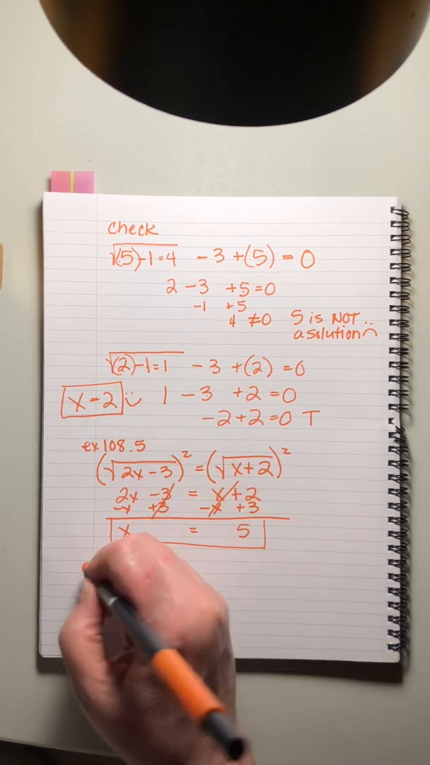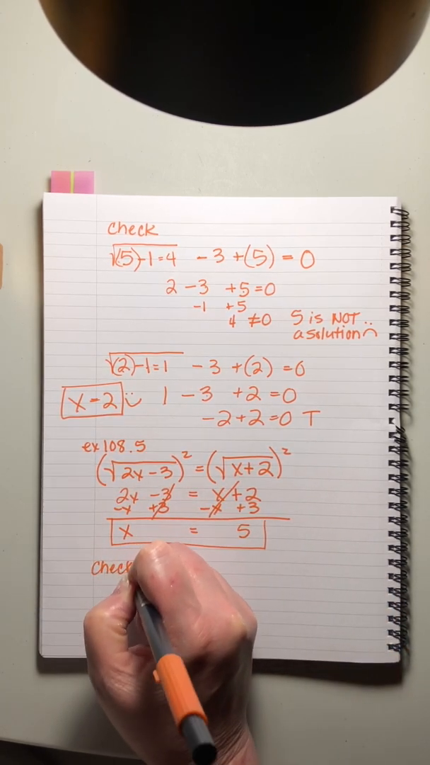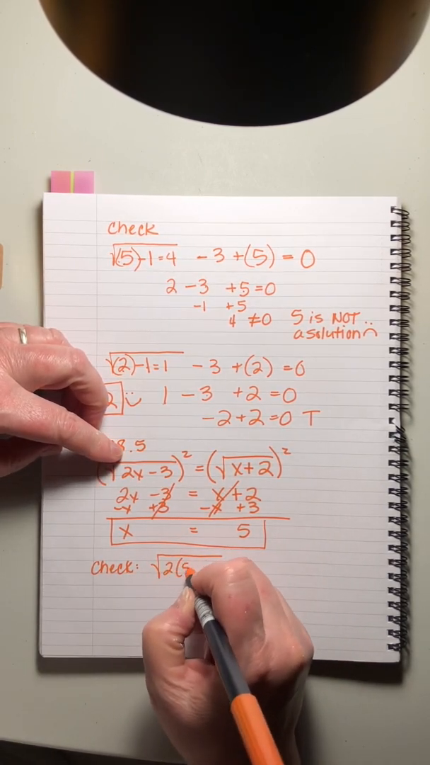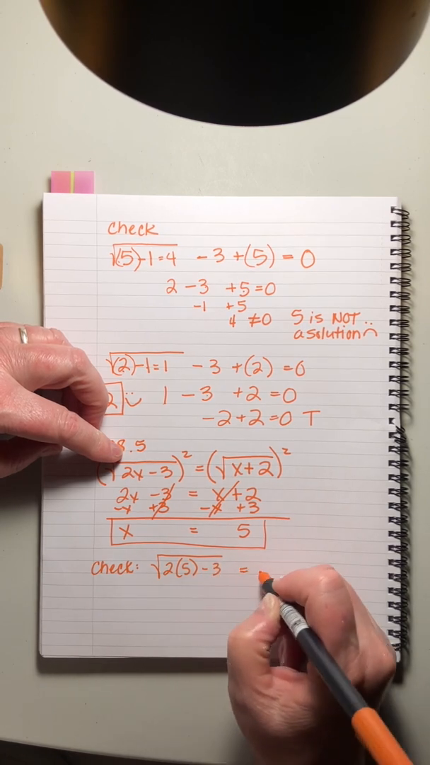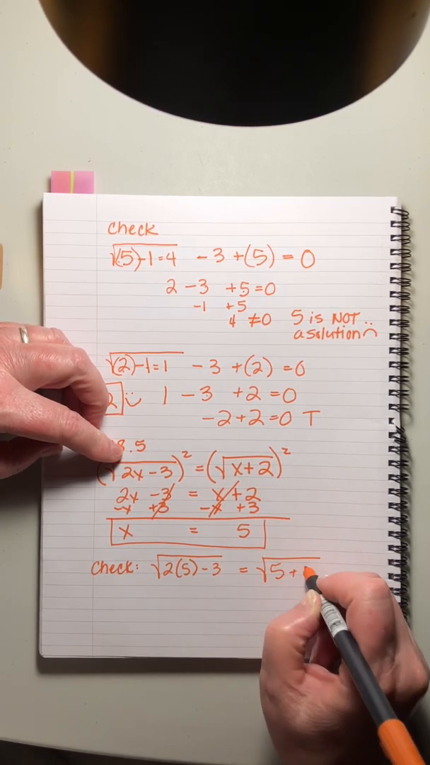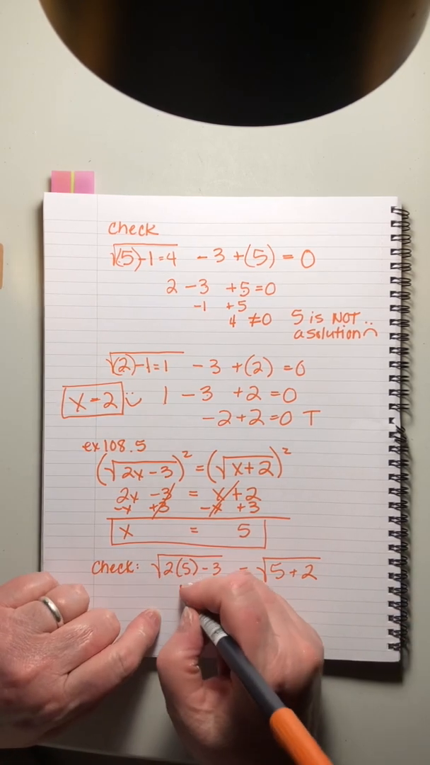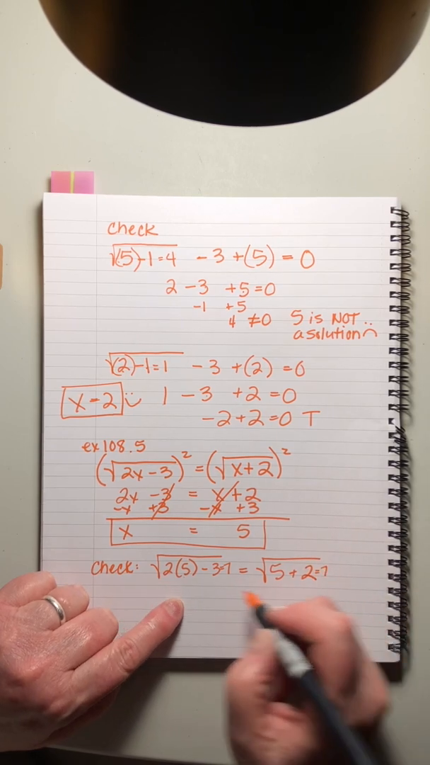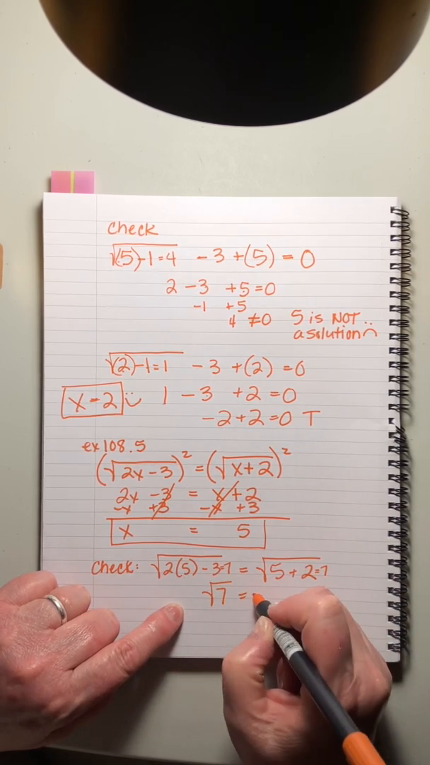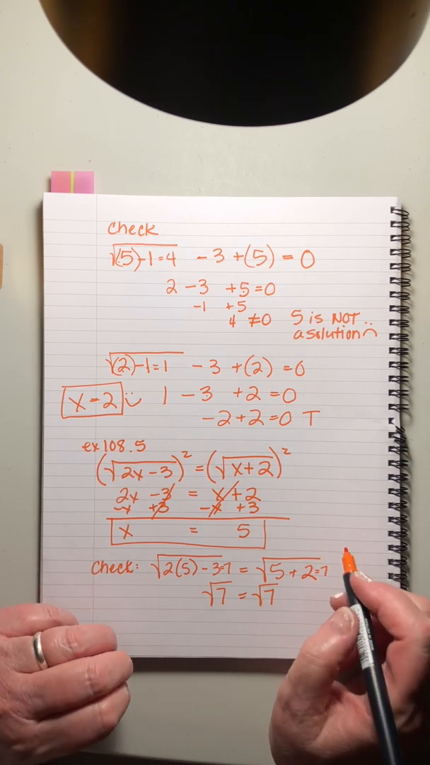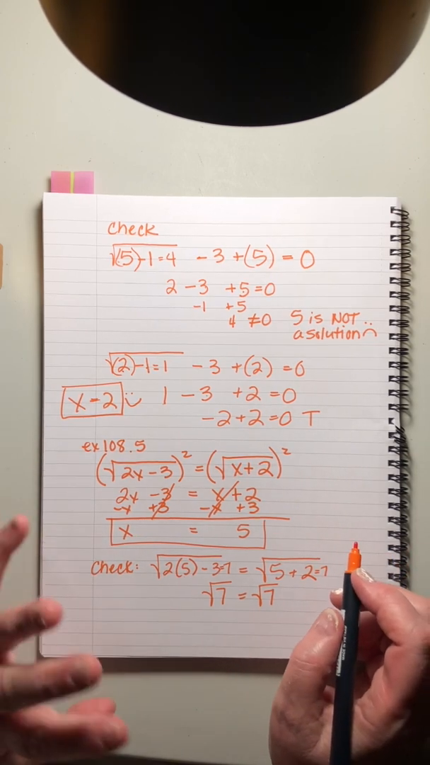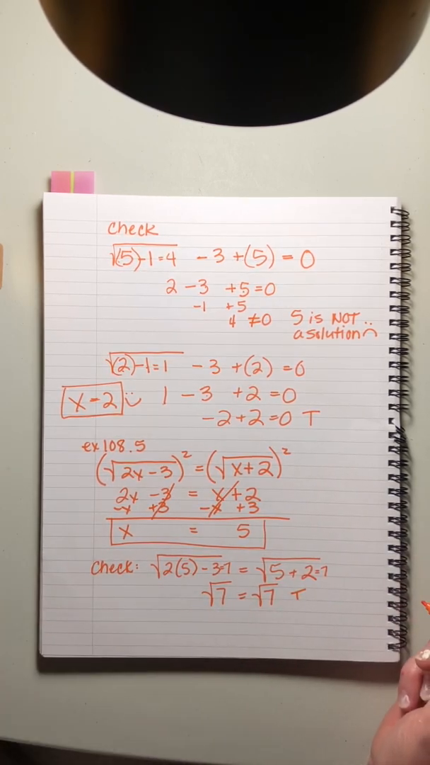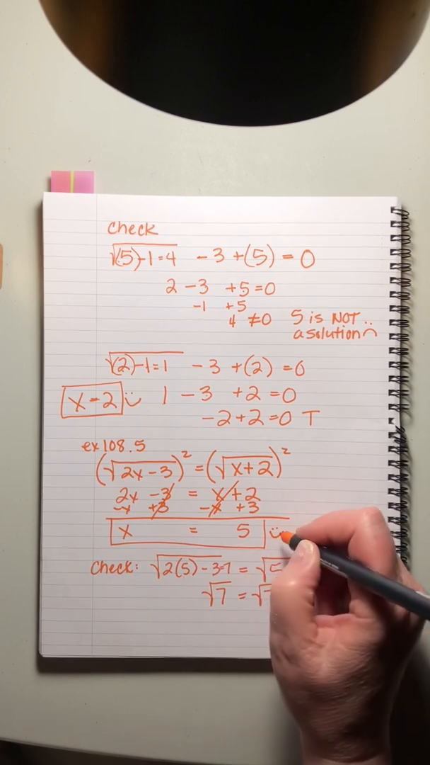Now we just have to check it one more time. One more kooky check. So we're going to have to plug into this. Square root of 2 times 5 minus 3 equals square root of 5 plus 2. 2 times 5 is 10. 10 minus 3 equals 7. 5 plus 2 equals 7. So this boils down to square root of 7 equals square root of 7. That feels true to me. Again, it's my years of training and expertise that lead me to these sophisticated conclusions. This is true, so that means x does equal 5.